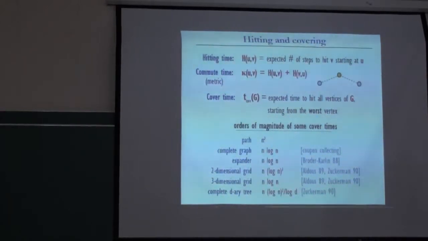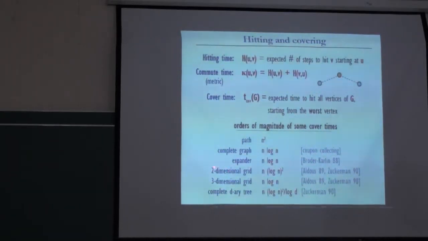Now, just to get our bearings, here are orders of magnitude of cover times on some standard graphs. So for a path, just going from left to right is n squared steps. For a complete graph, cover time is just the coupon collector problem, so we know it's n log n. Now, on any expander graph, these are graphs where the spectral gap is bounded away from 0, so lambda 2 that we discussed is bounded away from 1, the cover time is still n log n.